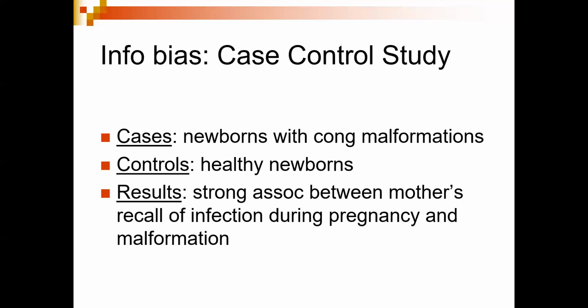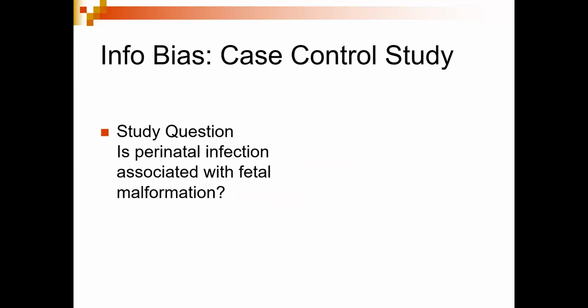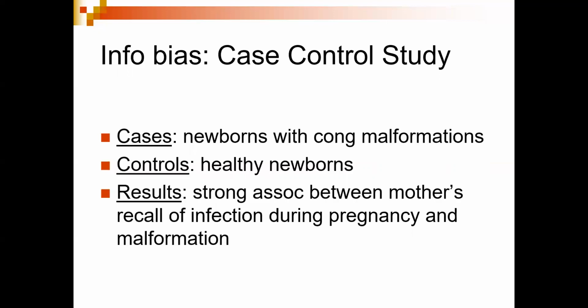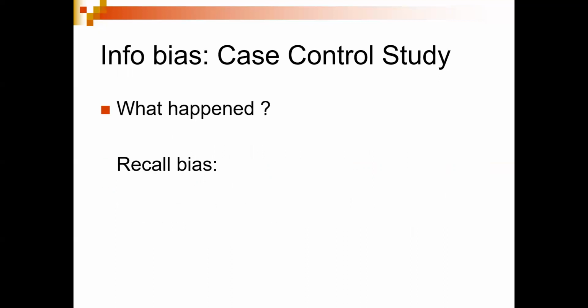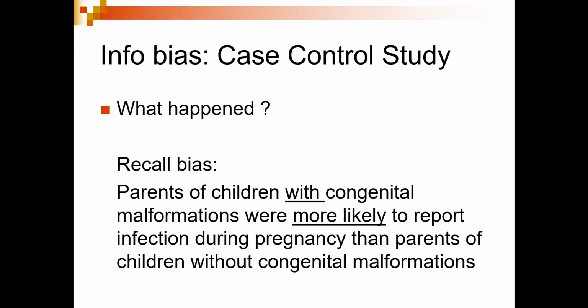And your results, you get a strong association between infection and malformations. So your question, you want to see the association between perinatal infection and fetal malformations. So what do you get? You will get a strong association between mothers' recall of infection during pregnancy and malformation. And this is what will have happened here.